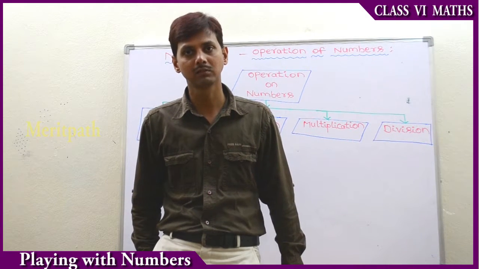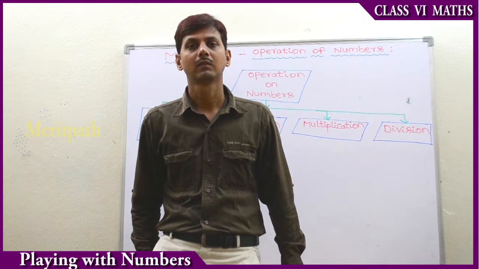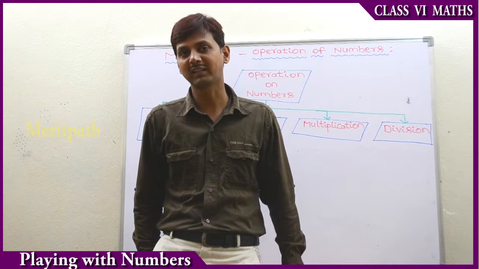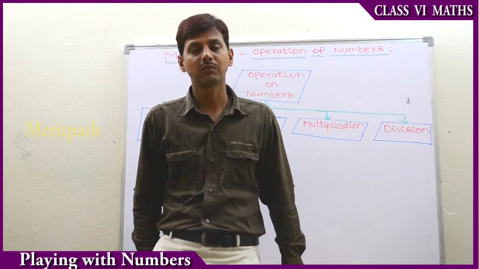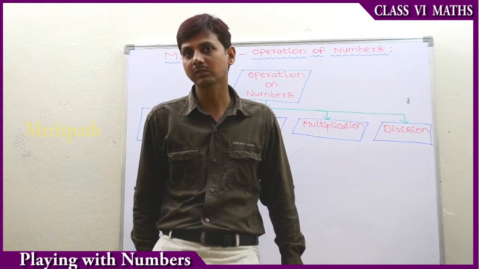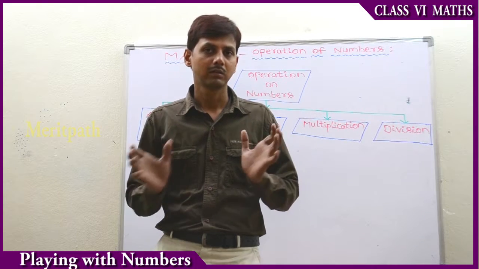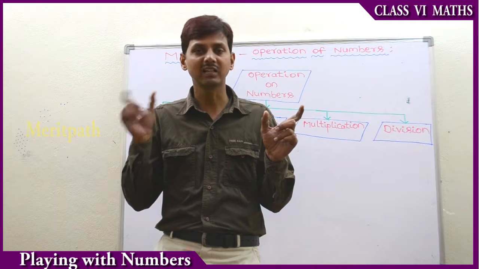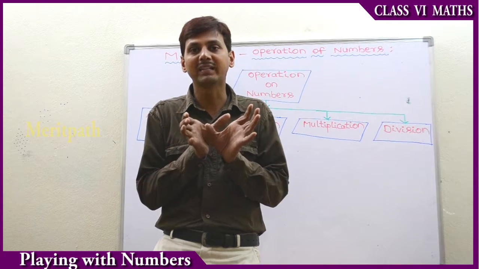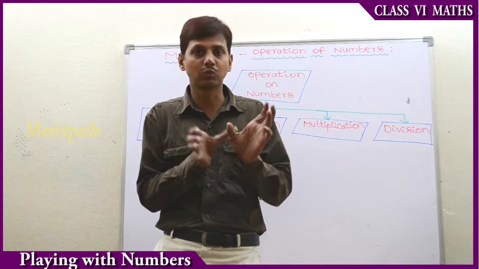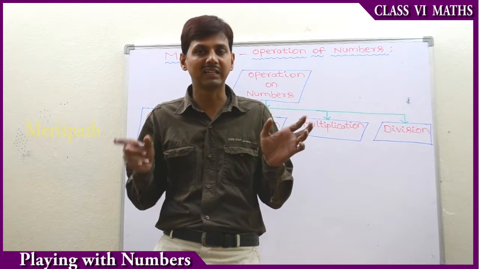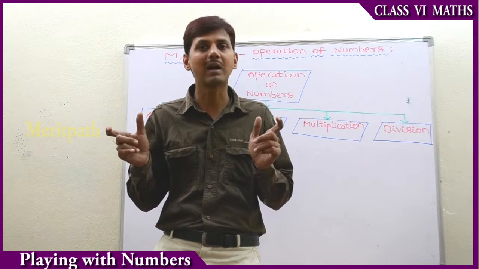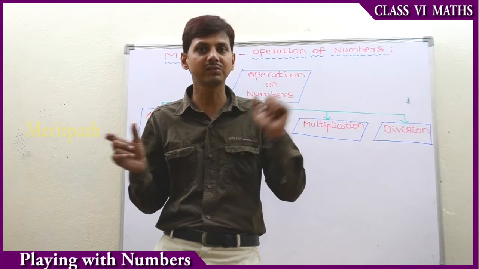Multiplication and division. By adding and subtracting numbers, we follow a certain process. By adding the numbers, we take one number and another number, make them a group and add both the numbers, and we get a result. The resultant part is called the sum of these two numbers.